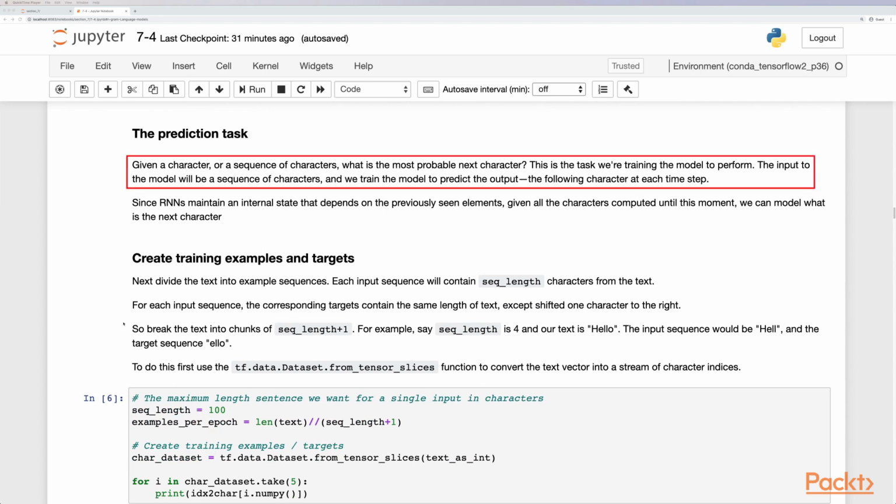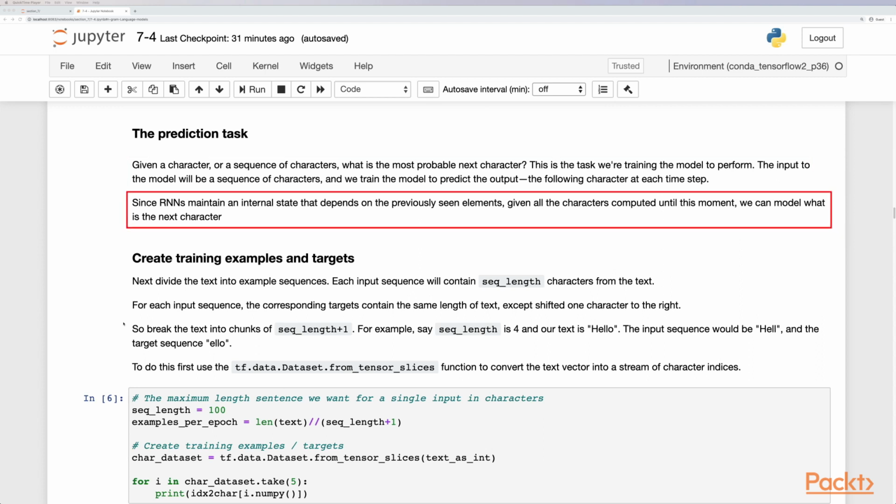The prediction task: given a character or a sequence of characters, what is the most probable next character? This is the task we're training the model to perform. The input of the model will be a sequence of characters, and we train the model to predict the output, the following character, at each time step. Since recurrent neural networks maintain an internal state that depends on previously seen elements, given all characters computed until this moment, we can then model what is the next character.